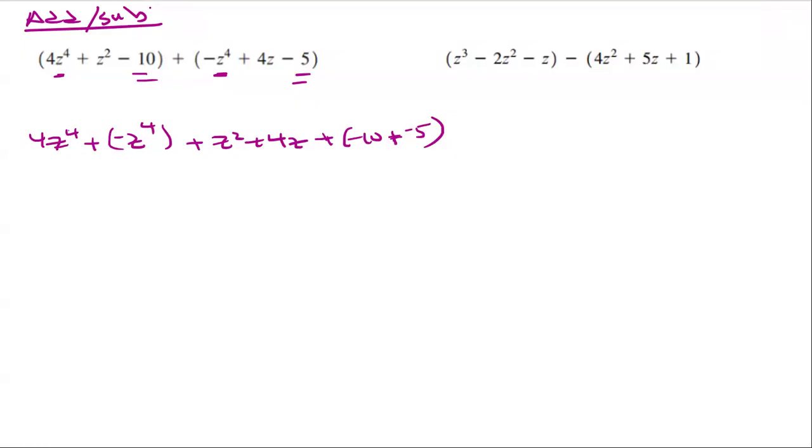All right, so we have 4z to the fourth plus negative z to the fourth. Well, that's just taking away 1 from the fourth, so that will give us 3z to the fourth. Okay? Again, this one we don't do anything, it's just z squared and 4z. But this one we'll have negative 10 plus negative 5, so you spent $10, you spent another $5. That will be down by $15. So this will be a minus 15. Okay, so that's our answer for this one here.